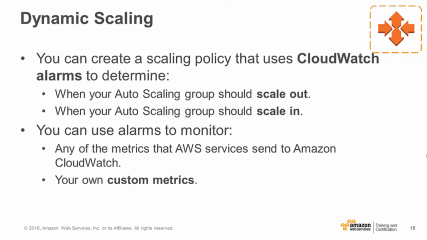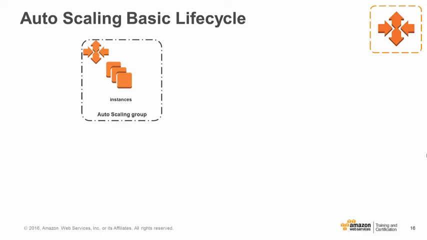Each CloudWatch alarm watches a single metric and sends messages to auto-scaling when the metric breaches a threshold that you specify in your policy. You can create a scaling policy that uses CloudWatch to determine when your auto-scaling group should scale out or scale in, and you can use alarms to monitor any of the metrics that AWS services send to Amazon CloudWatch. Auto-scaling basic lifecycle.